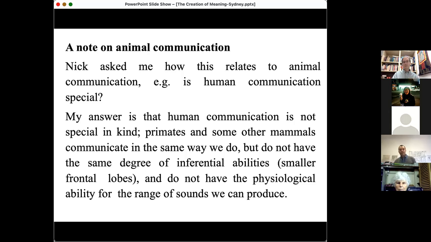So they are communicating, and if you look at the studies of primates in the wild, not the ones in labs, there's quite a lot of very good evidence of communication going on, and coordinated action.